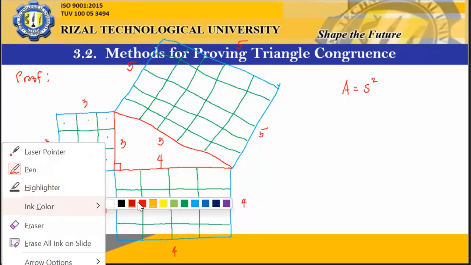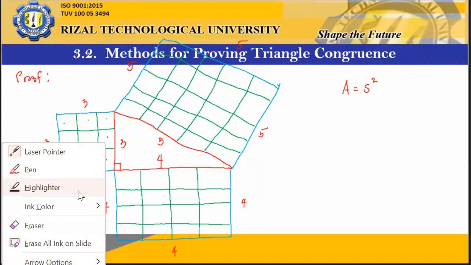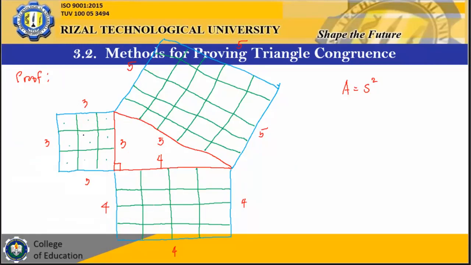Halimbawa ito. How many square units does this square have? 9, sir. Okay, there are 9. What about this? How many? 16 po. Ay, 16. Okay, tama nga. Correct? And then this one, how many? 25. Okay.